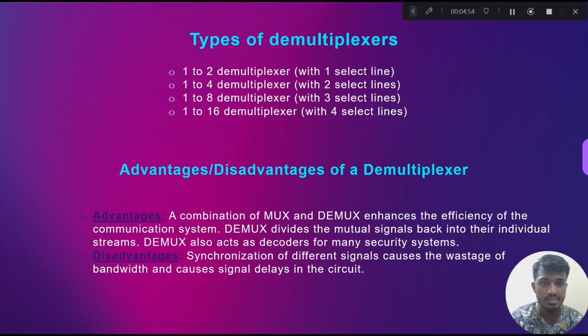Advantages and disadvantages of the demultiplexer. Advantages: a combination of mux and demux improves the efficiency of the communication system. Demuxing divides the combined signals back into their individual streams. Demuxing also acts as a decoder in many security systems. Disadvantages: synchronization of the different signals causes wastage of bandwidth and signal delays in the circuit.